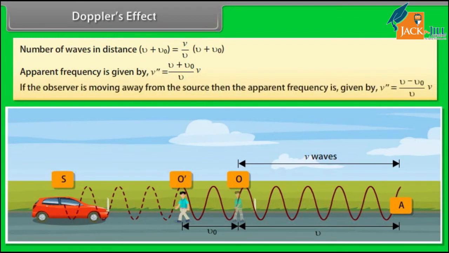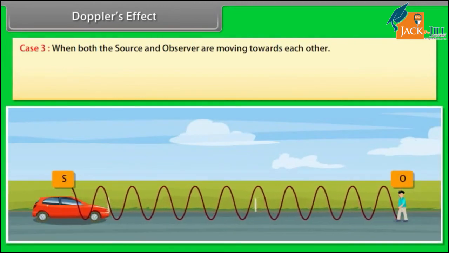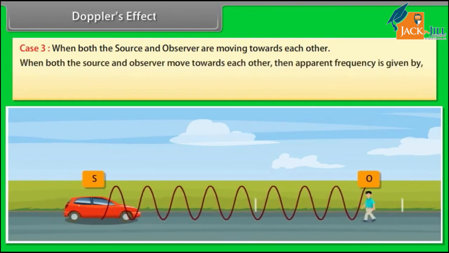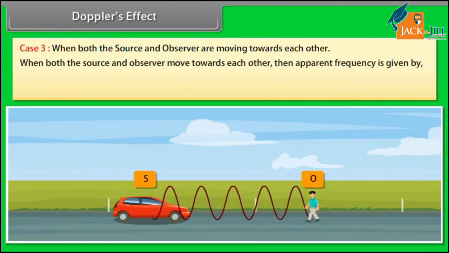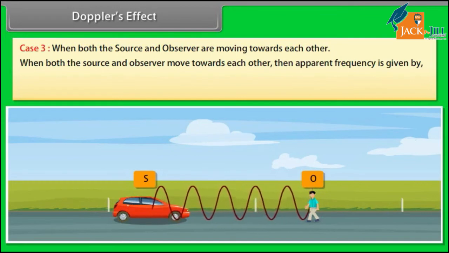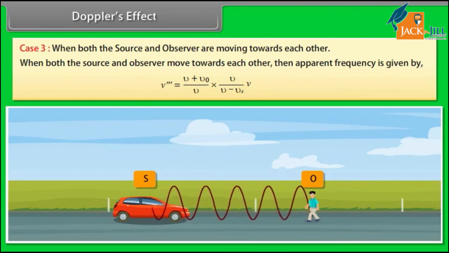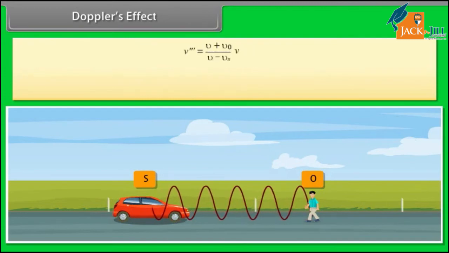If the observer is moving away from the source, then the apparent frequency is given by nu double dash is equal to v minus v0 upon v multiplied by nu. Case 3. When both the source and the observer are moving towards each other. When both the source and the observer move towards each other, then apparent frequency is given by nu triple dash is equal to v plus v0 upon v minus vs multiplied by nu.